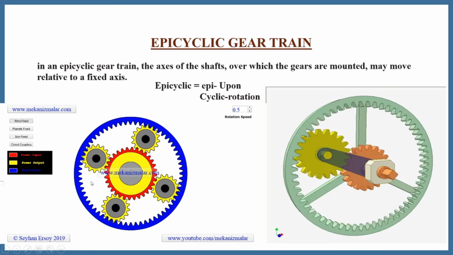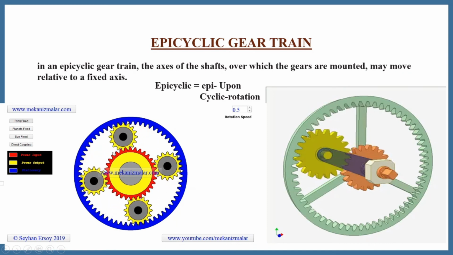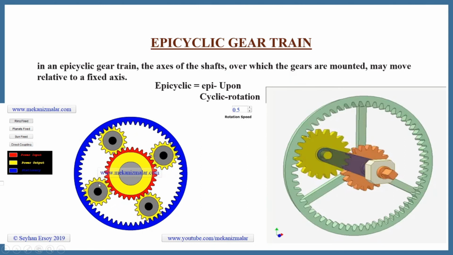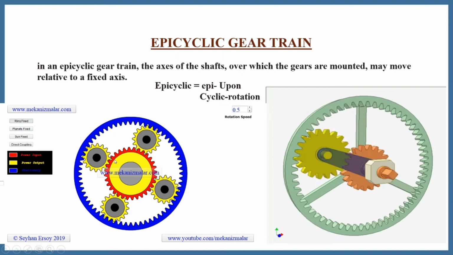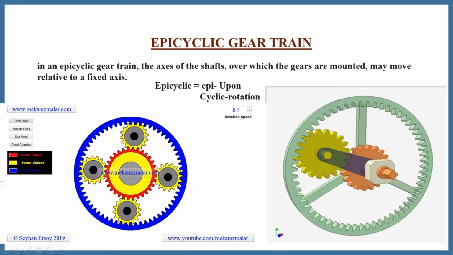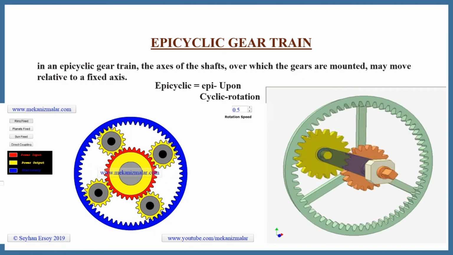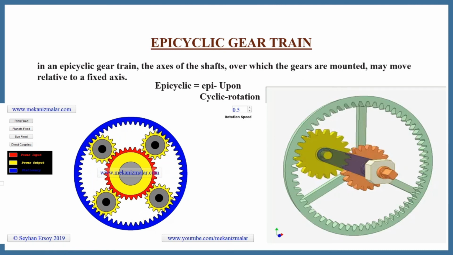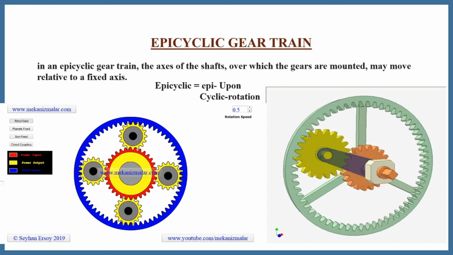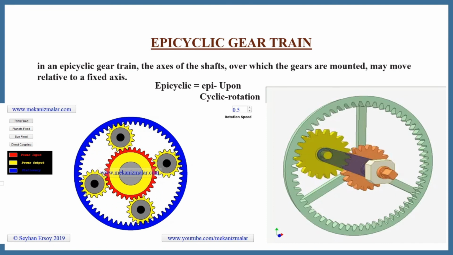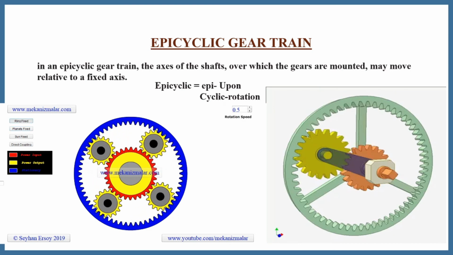We find there are some members. This blue one is called the ring gear, these yellow gears are called the planet gears, and this red gear is called the sun gear. This gear train arrangement is also called the sun and planet type gear train arrangement. That means the sun rotates about its own axis, and these planets rotate about their own axis as well as about the axis of the sun.